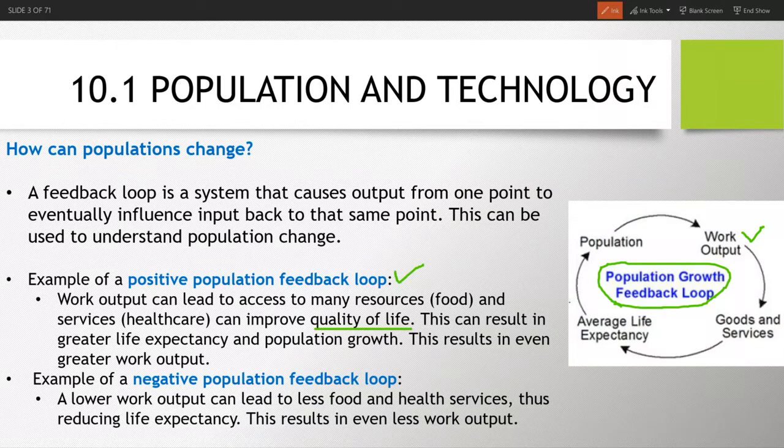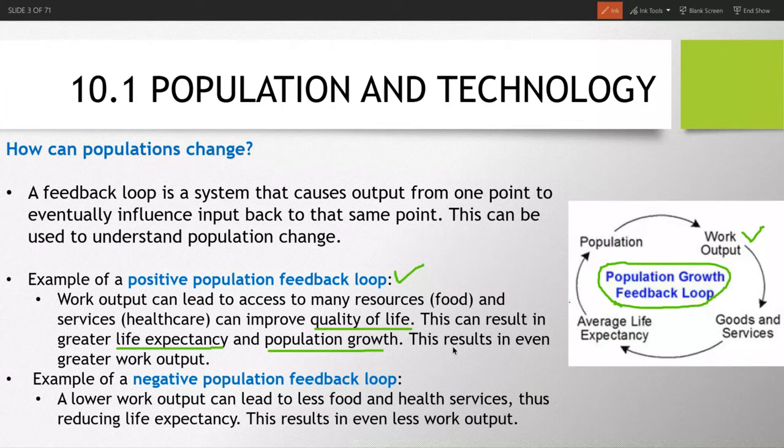As a result, you might have a greater life expectancy. So, with better nutrition and better health care, people might start to live longer. And that will contribute to population growth. So, as people remain in the population because they live to be older, you will have, at the same time, other people being born or added to the population, which will help it increase. And that will, in the end, result in a greater work output because you've now got more people able to contribute to the system.